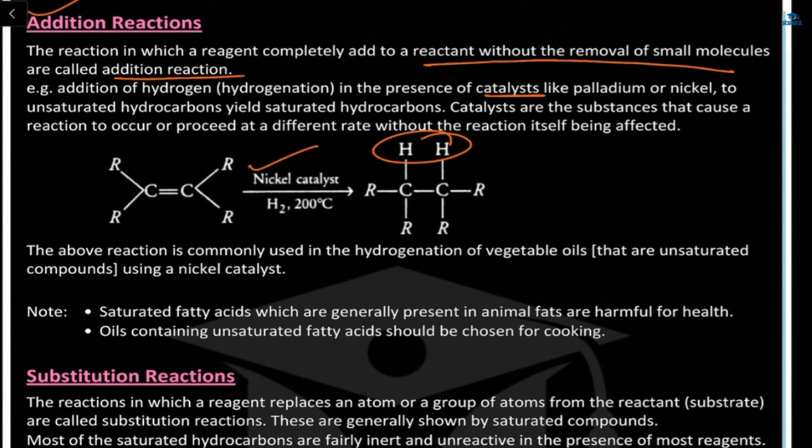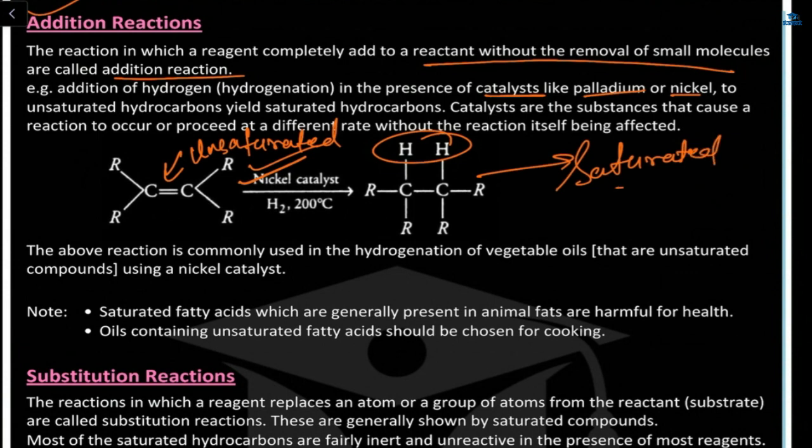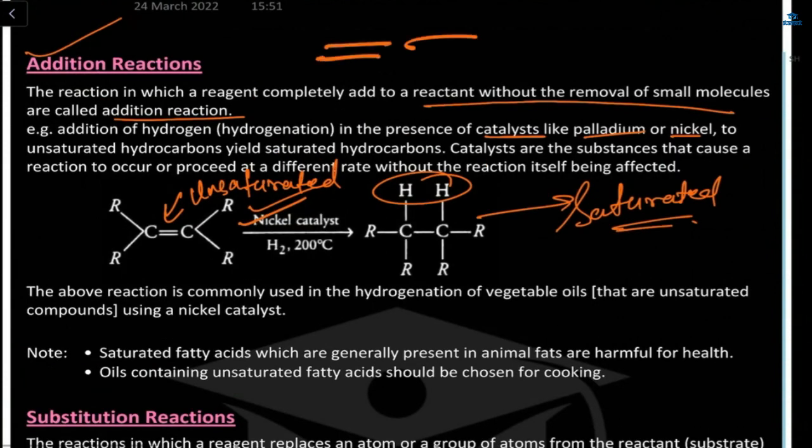So here addition of hydrogen in the presence of a catalyst like palladium or nickel. Here is the nickel catalyst added to an unsaturated compound. Why is this unsaturated? Because it has a double bond. And this is the saturated compound. So addition reaction means the unsaturated compound will get transformed into a saturated compound with the help of the catalyst, the double bond will transform into a single bond. Okay? How is it transformed from double to single? With the help of hydrogen. So addition of hydrogen is always involved in the addition reaction process.